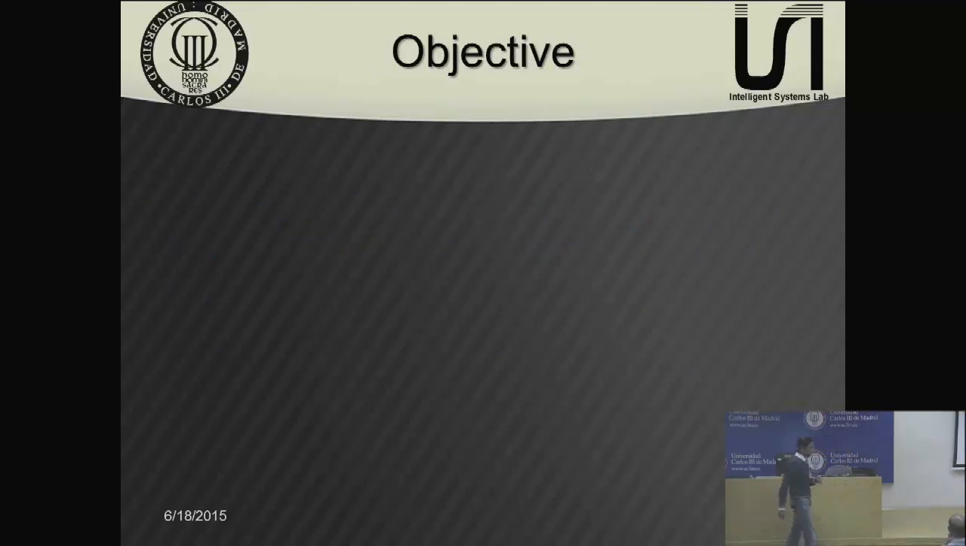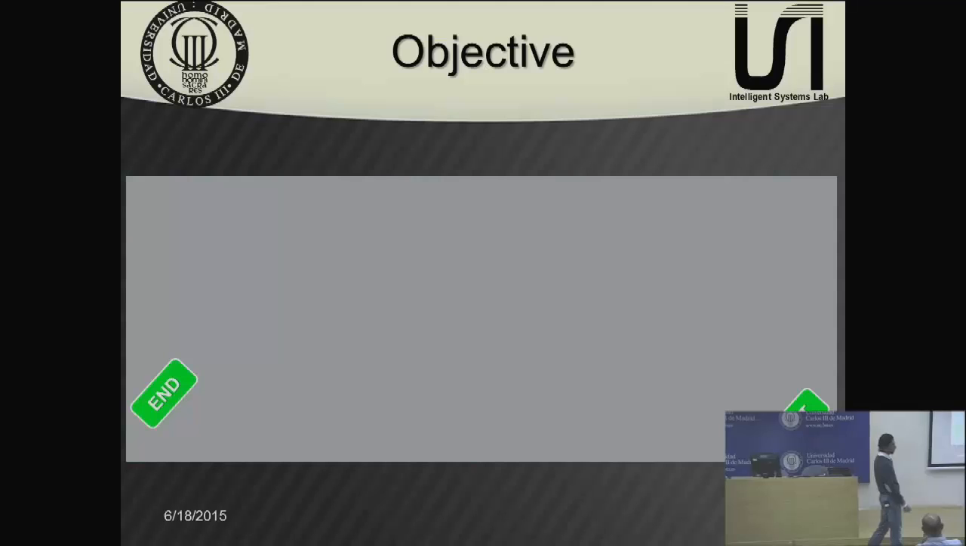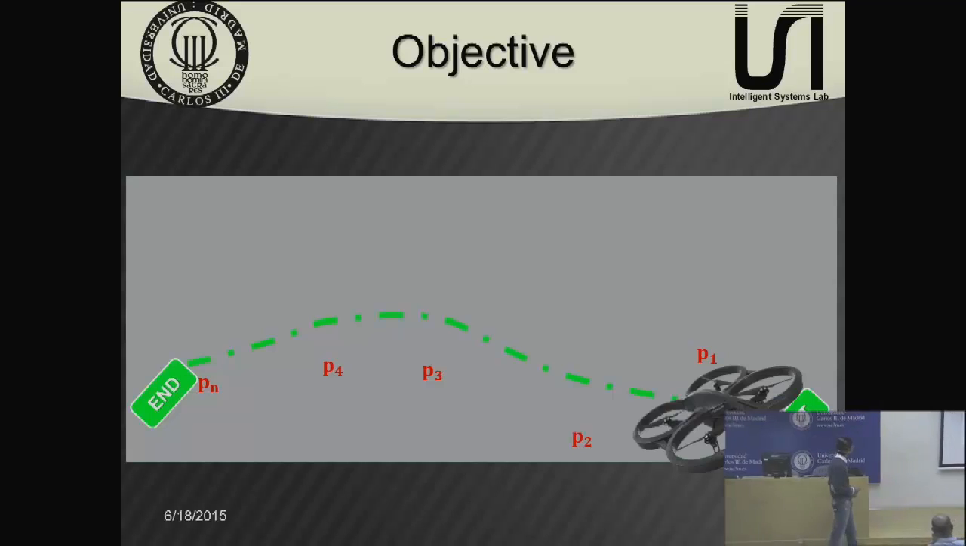The objective. Let's imagine that we have a start point and an end point, and we have a predefined path. This path is divided into several waypoints. We have the drone. This drone should follow the predefined path from start to end.